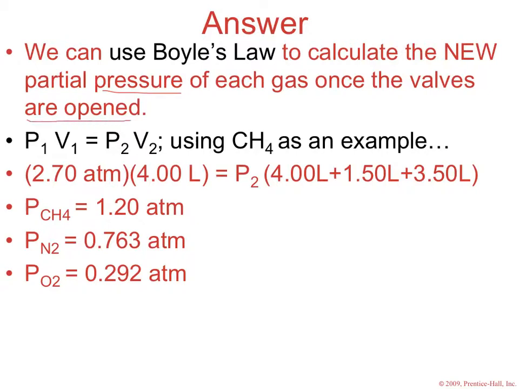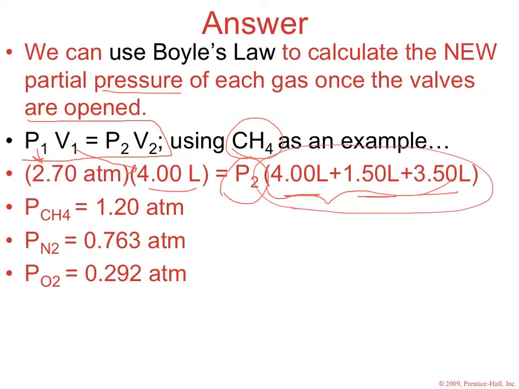So using P1V1 equals P2V2 and starting with methane, CH4, the original pressure of methane in the small container was 2.7 atmospheres and it was a 4-liter container. We're solving for, as the problem asks us to, the new pressure of methane once the valves are open. Once the valves are open, it's no longer a 4-liter container. The gas has access to all 3 of those open containers, and so we have to add together the total volume. When we solve for the new pressure of methane, CH4, when it has access to this much increased volume, we get that its new pressure is 1.2 atmospheres.